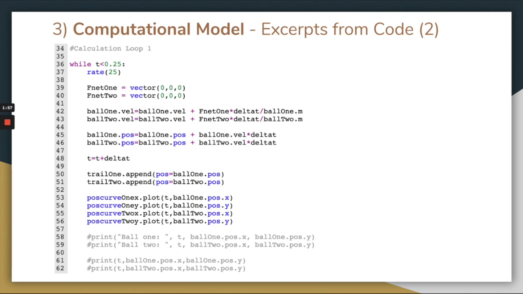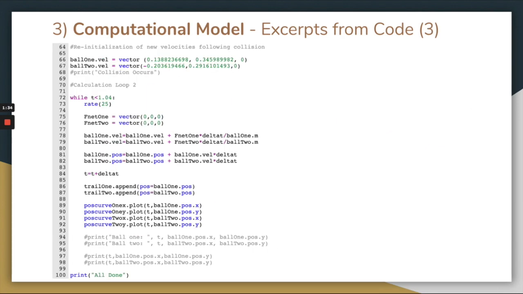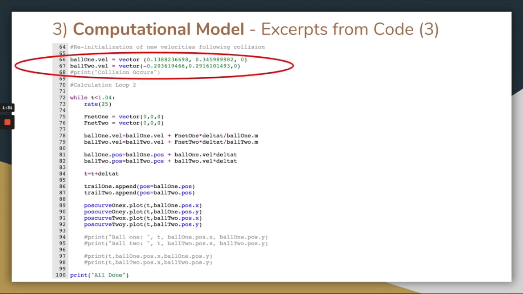In the calculation loop, as mentioned before, I assumed the net force acting on the two balls is zero. I then applied the momentum principle using the two formulas shown here to update the ball's position and velocity. Finally, I plotted the ball's position on my graphs. Notice here that the loop only goes to 0.25 seconds, which is not the entire video clip. This calculation loop handles only the motion before the collision. To model the motion during and after the collision, I had to reinitialize the two balls' velocities, which I found using the same method as before, calculating average velocity and setting it equal to the initial velocity. After that, the second calculation loop is identical except for its time bounds, which now span the entire duration of the clip.